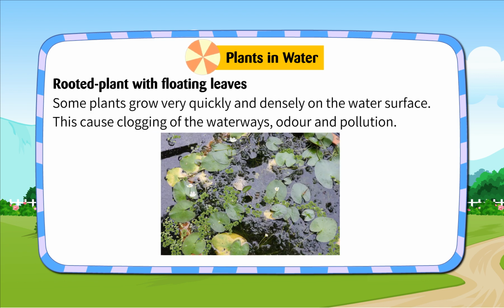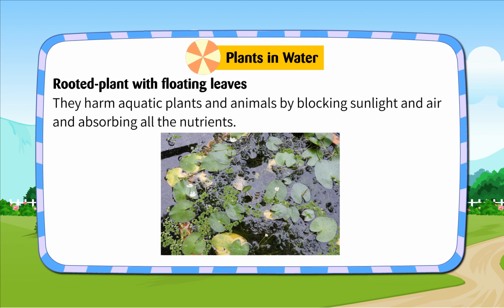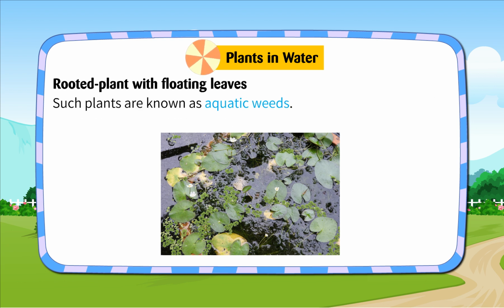Some plants grow very quickly and densely on the water surface. This causes clogging of the waterways, odor, and pollution. They harm aquatic plants and animals by blocking sunlight and air and absorbing all the nutrients. Such plants are known as aquatic weeds.